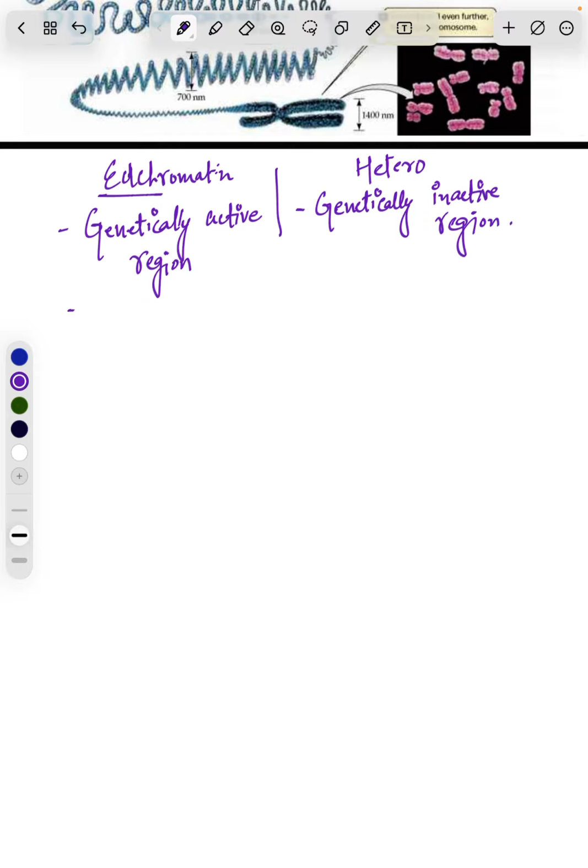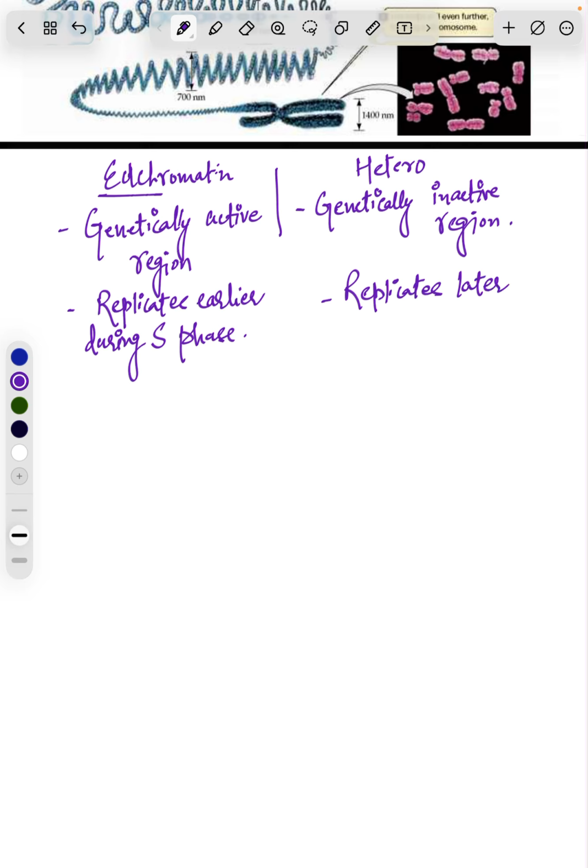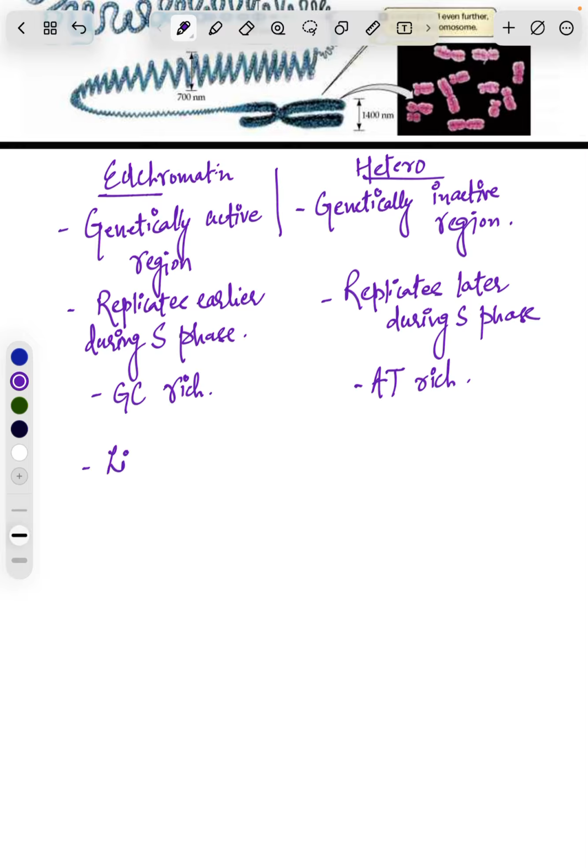Now euchromatin replicates earlier during S phase, while heterochromatin replicates later during S phase. Euchromatin is GC nucleotide rich and heterochromatin is AT nucleotide rich. So we understood that one is staining very lightly and the other is staining darkly.